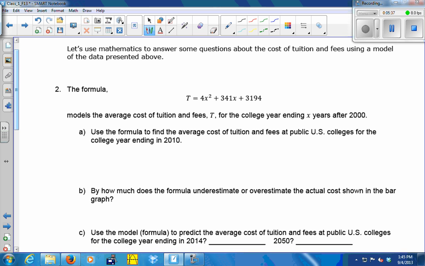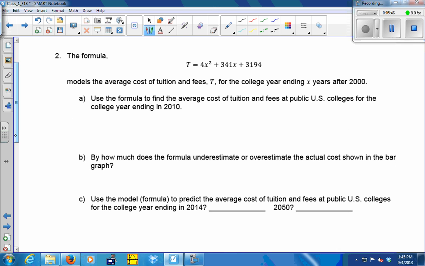Okay, so let's use some mathematics to answer some questions about the cost of tuition and fees using a model of the data presented above. Okay. So we actually have come up with a formula, but we used some mathematics that you don't know how to do yet, but the book did for us. Use some mathematics to take that data and write a formula that tells us T, the cost of tuition and fees, in year X, and we're measuring X in years since the year 2000. So I want to use this formula to find the average cost of tuition for the college year ending in 2010. So they've given me 2010.